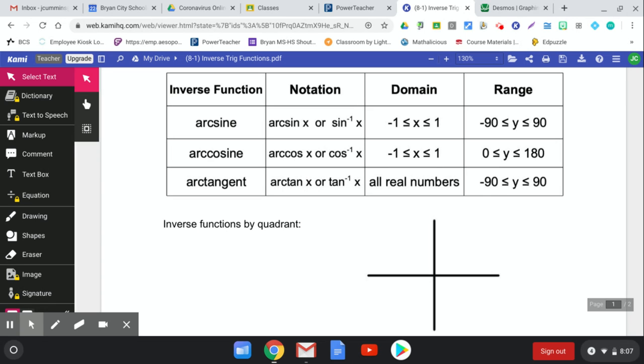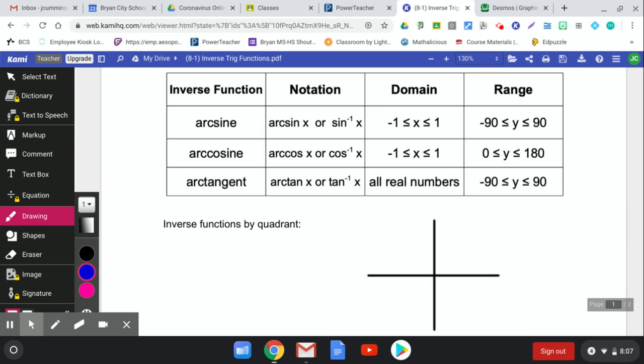So what this means by quadrant: arcsine only happens from negative 90 degrees, which is down here, to 90 degrees, which is here. So arcsine is only happening in these two quadrants. If the arcsine is positive, it's up here, and if the arcsine is negative, it's down here. Tangent works the same way, from negative 90 to 90. So if the tangent is positive, you're in the first quadrant. They're all here. And then if arctangent is negative, you're down here.